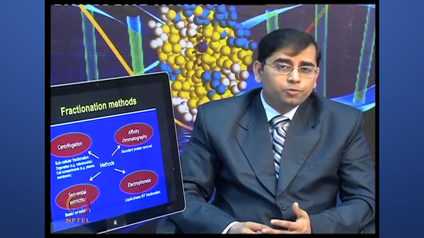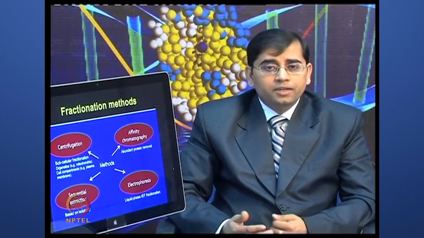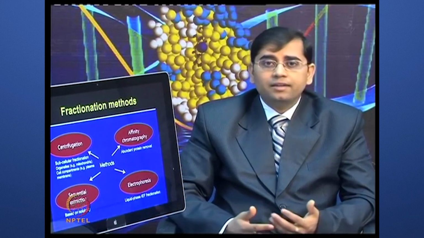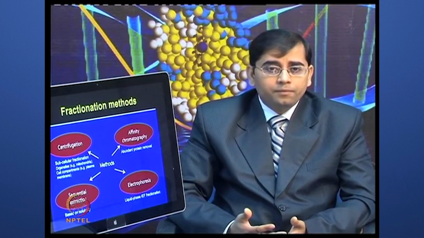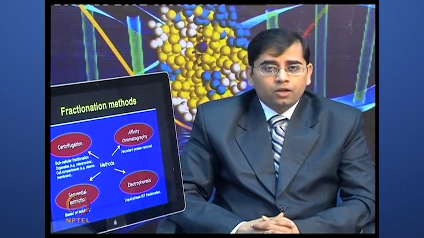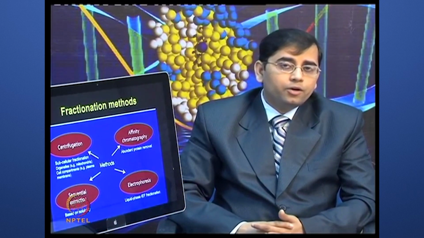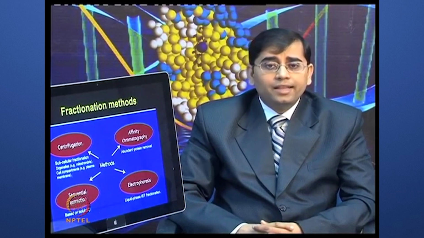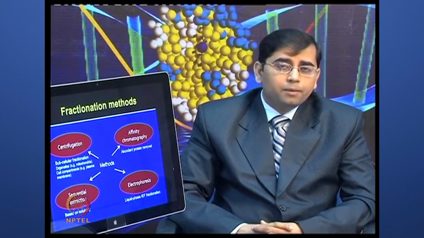So, let us talk about different types of fractionation methods available. The simplest, for looking at an organelle or a specific type of proteome, is that people use different ways of centrifugation and ultracentrifugation when you are looking for subcellular fractionation of organelles such as mitochondria or chloroplast, or cell compartments such as plasma membrane.